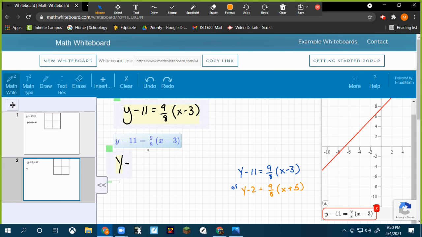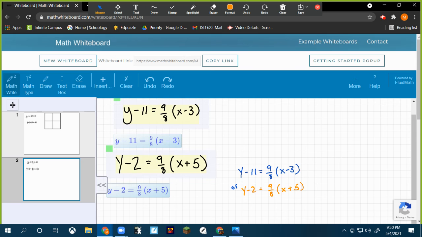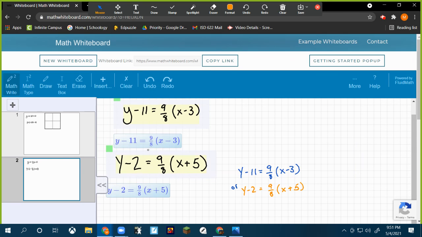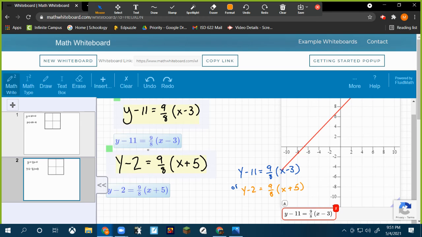And we have y minus 2 equals 9/8 times x plus 5. Make sure it gives us the right one. Good. And we're going to drop that right in there. Something happened there that wasn't supposed to. Let's retreat. It's always fun when it doesn't work like it's supposed to. There we go. Let's clear out that other equation there.